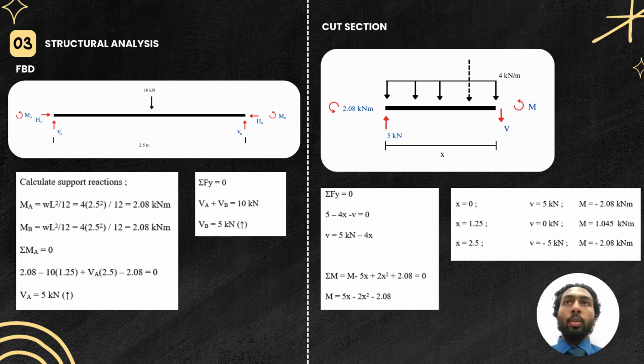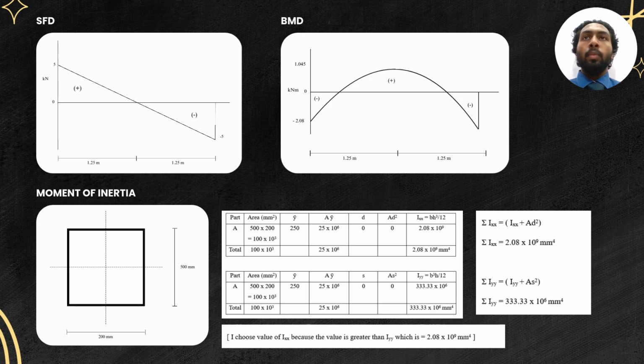From the schematic drawing, we derive the free body diagram and calculate support and reaction. From that, we do the cut section method to find the maximum moment, which is 1.045 kN meter. Moving on, from the values I got, I draw the SFD and BMD diagrams. After that, I did moment of inertia. I chose the value of Ixx, which is 2.08 × 10^9, which is greater than Iyy.